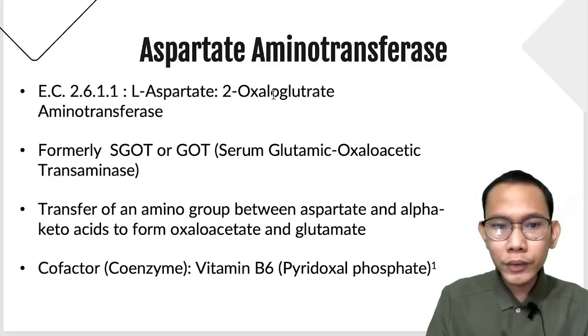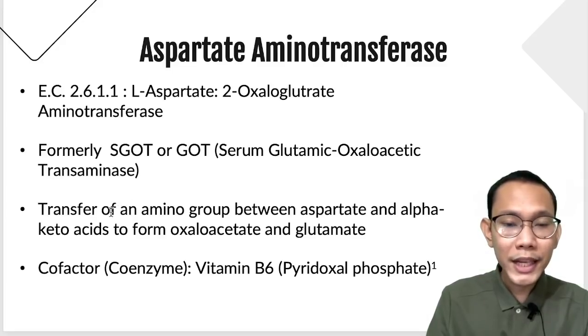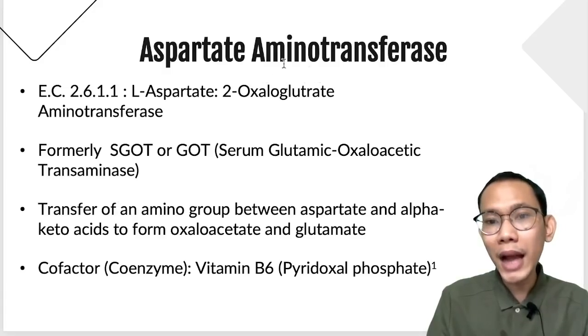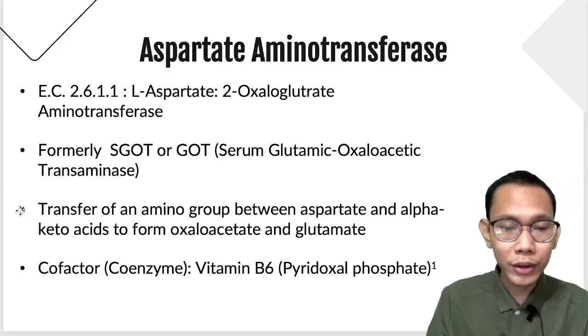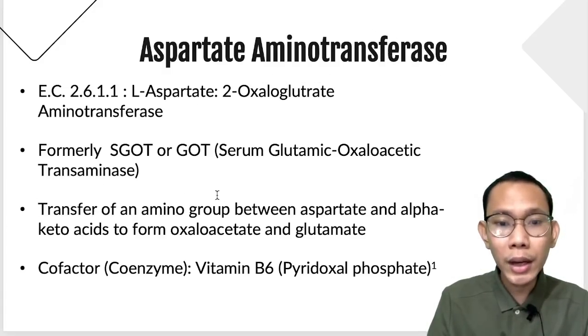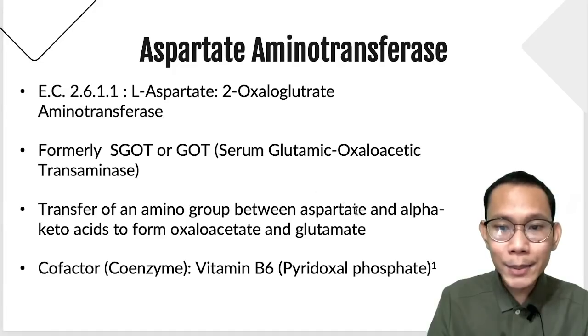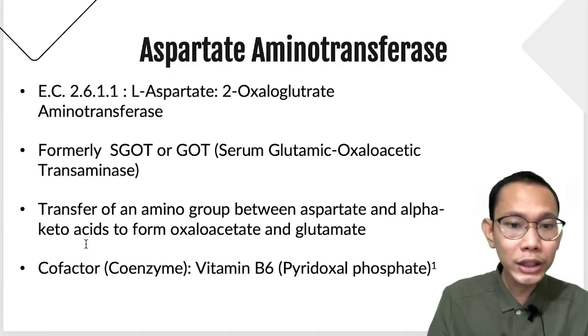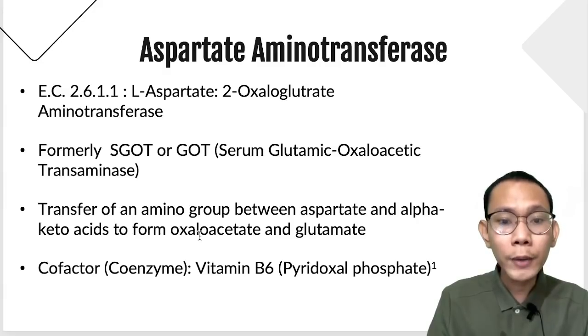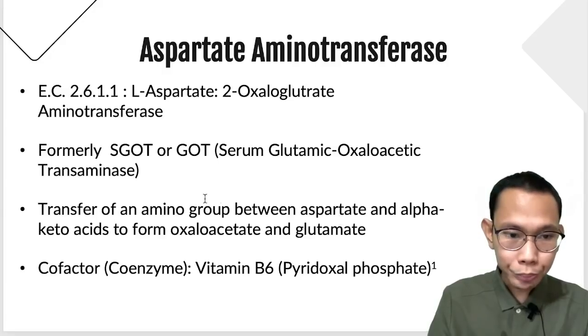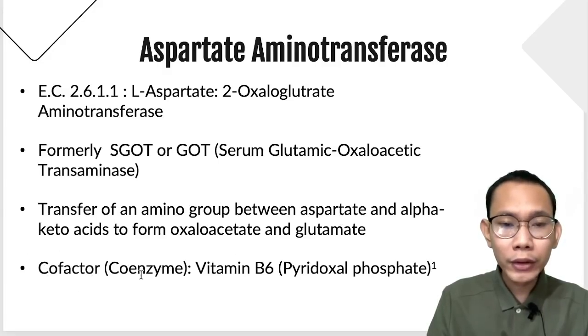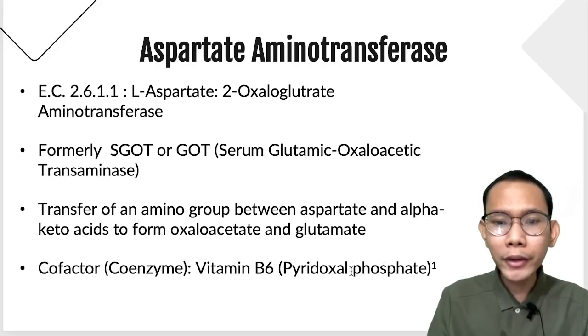So what is the function of your AST? Simply, it is the transfer of the amino group, because from the name itself, aminotransferase. Therefore, it will transfer the amino group between your aspartate and your alpha keto acid to form now your oxaloacetate and your glutamate. We have a cofactor or coenzyme for your AST. Remember, for the AST, we have your vitamin B6 or your pyridoxal phosphate.